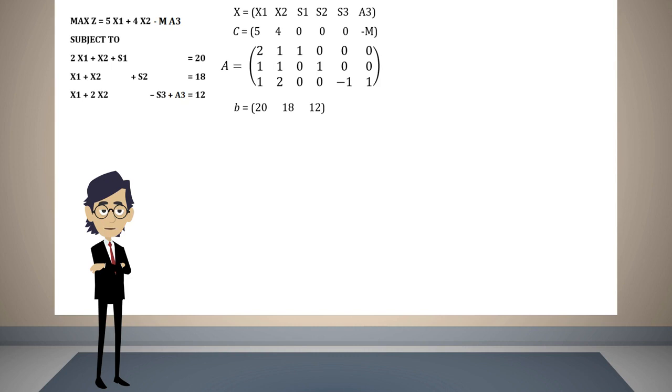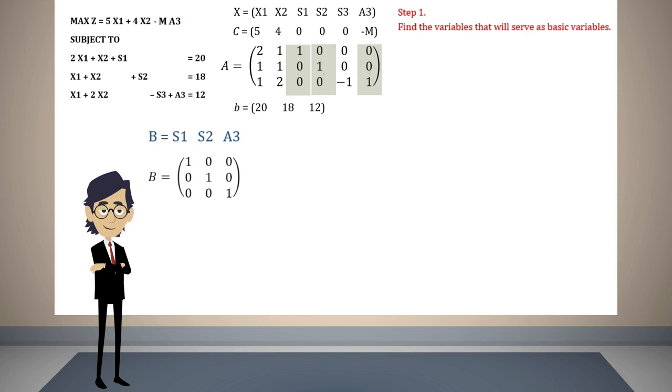The first step consists in finding a feasible basis for the problem. This implies finding the variables that will serve as basic variables. Since in this case we have three constraints, we must select three basic variables. The selected variables are the slack variables, S1 and S2, and the artificial variable, A3. With the columns of these variables found in matrix A, we form a new matrix, and we obtain the inverse of this matrix. Now, we must obtain the following matrices.